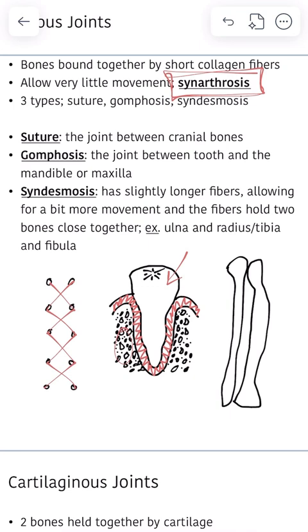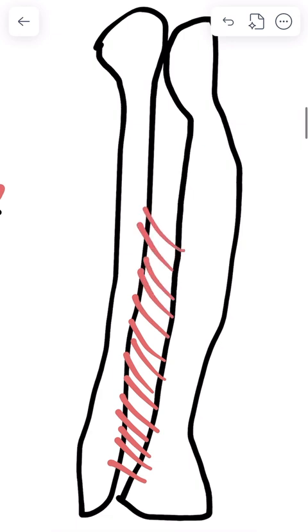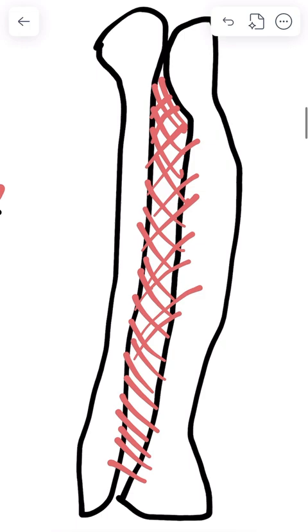Next one is syndesmosis, which has slightly longer fibers than the standard, allowing for a bit more movement, and the fibers hold two bones close together. The major examples here are the ulna and radius and the tibia and fibula. So between those bones, there are long fibers between them, just like this, and kind of hold them together.